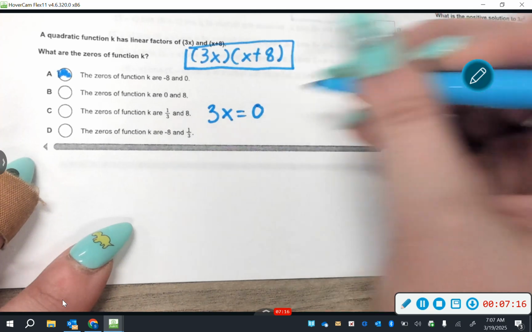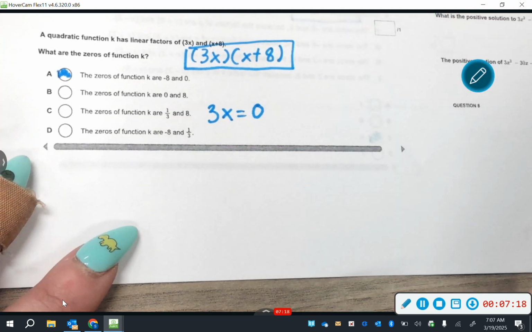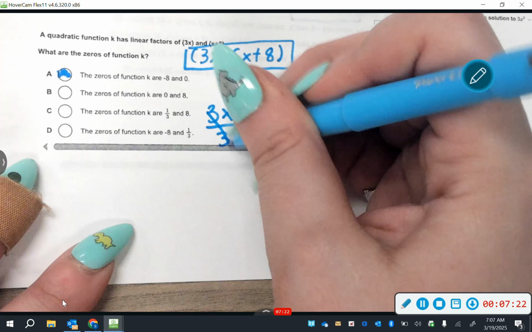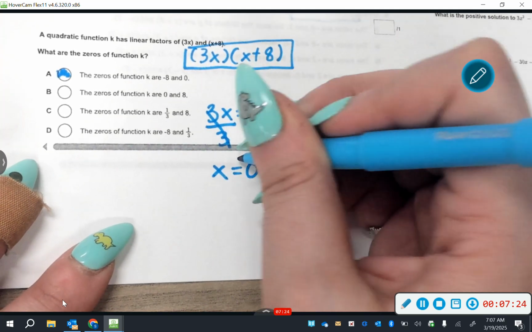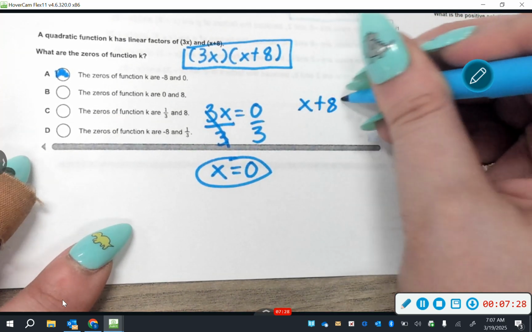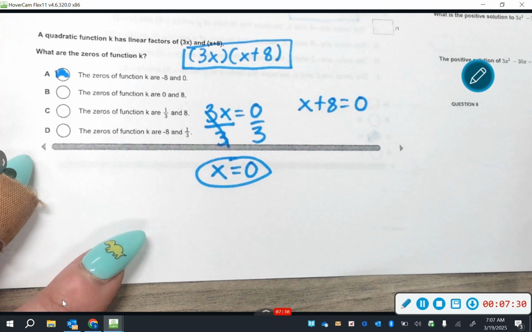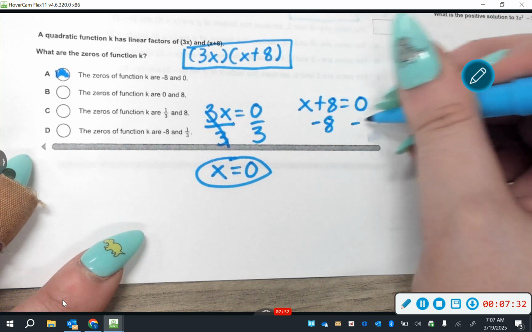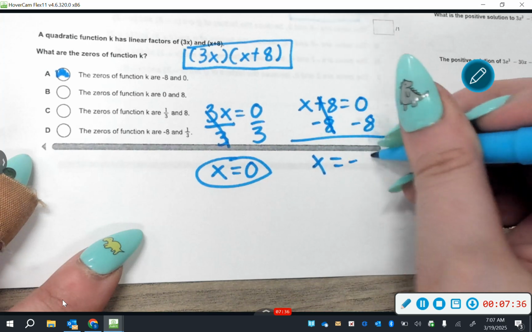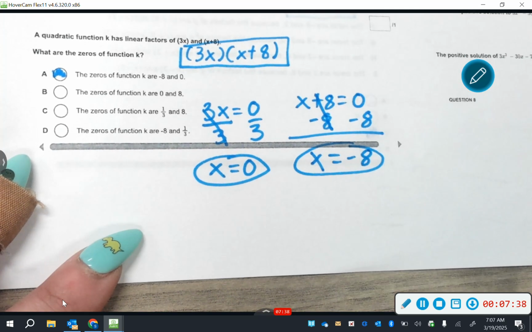3x equals 0. Well, if I want to solve for x, to get rid of that 3, we divide by 3. x would equal 0. If I want to solve this one, x plus 8 equals 0. The opposite of plus 8, we do opposite operations, is minus 8. x equals negative 8. So either by hand or stick that in your calculator.